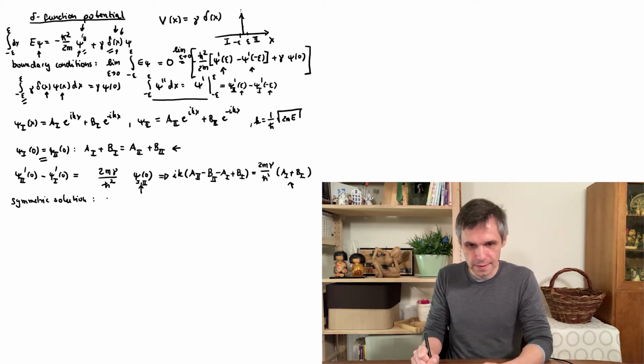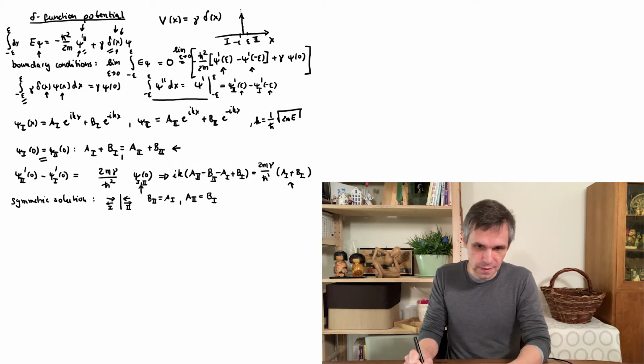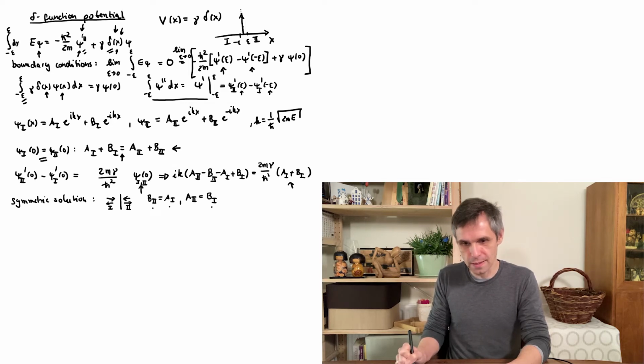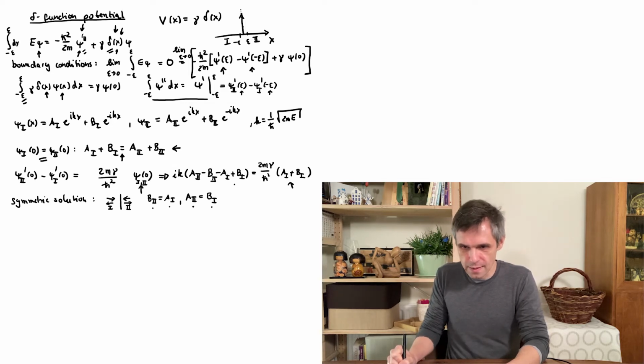For this, we say that the amplitude of the particle to move to the right in region 1 should be the same as for moving to the left in region 2. So we say that b2 has to be equal to a1. And we say the same for the amplitudes in the opposite direction. So a2 has to be the same as b1. Now this automatically satisfies this condition here. The sum of these two coefficients will be the same as the sum of these two coefficients. And this expression here now simplifies as follows.